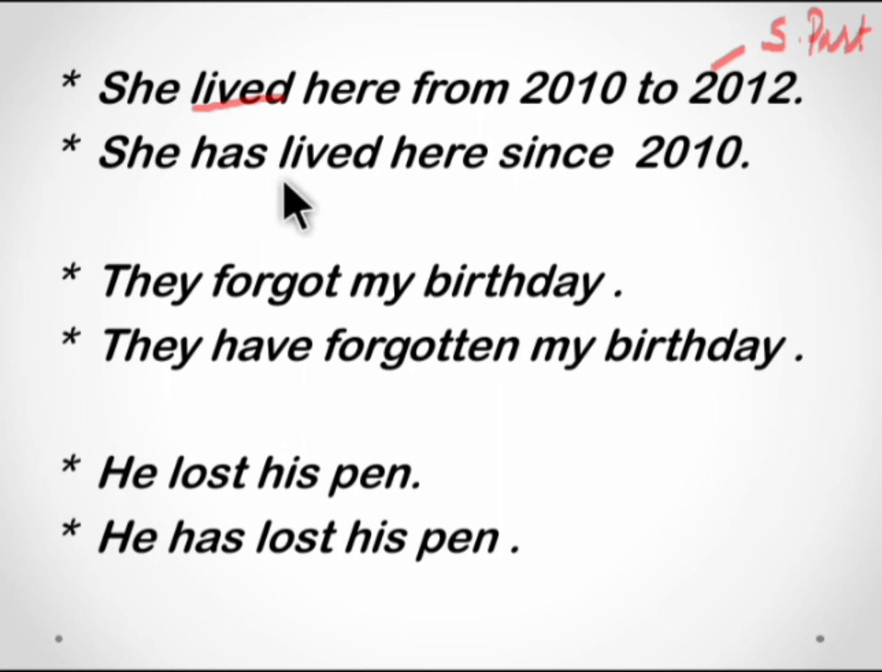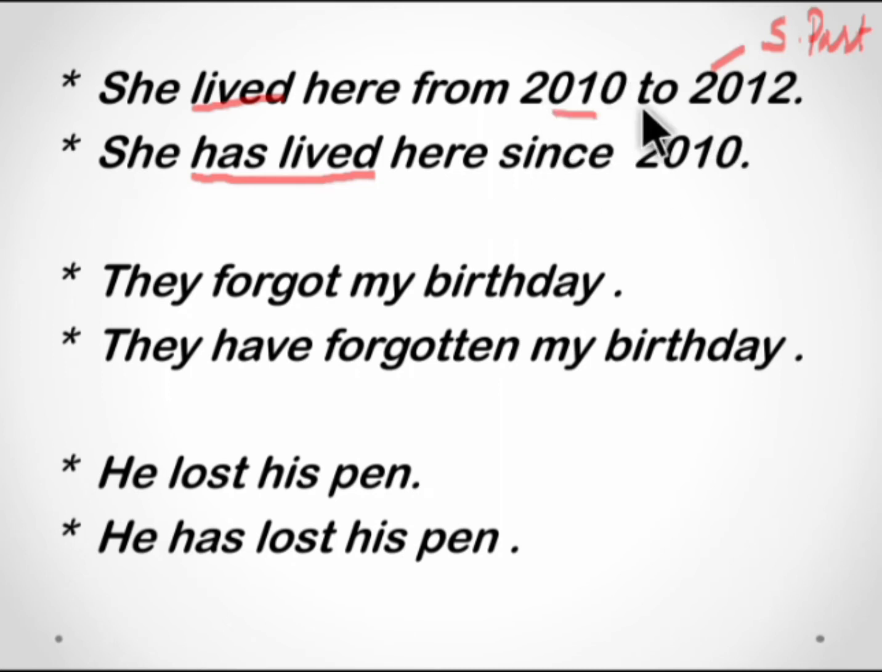In this sentence, she has lived here since 2010. She has lived here means from 2010 she is living here, and now still she is living there. Till this minute she is there. It means that, right? She has lived here since 2010. Now from 2010 she has been living here and still she is there.